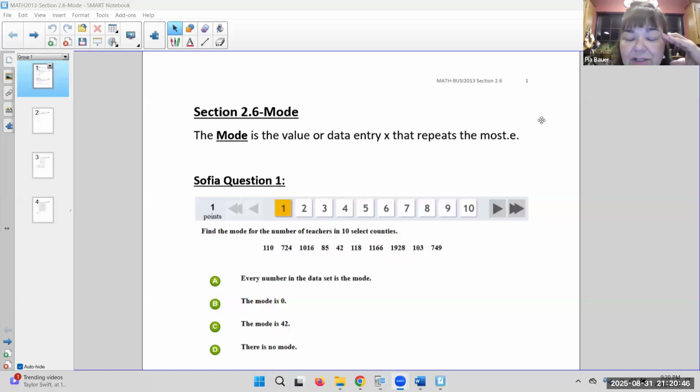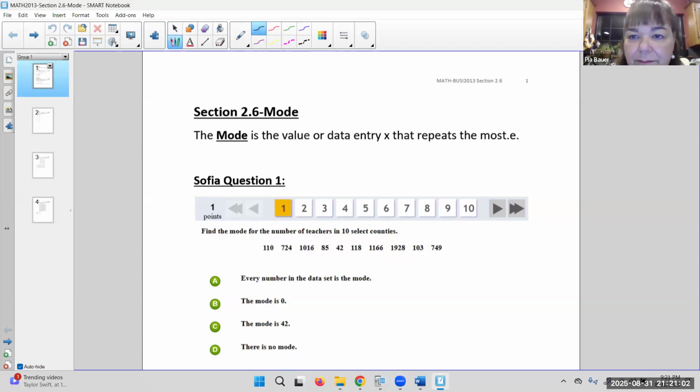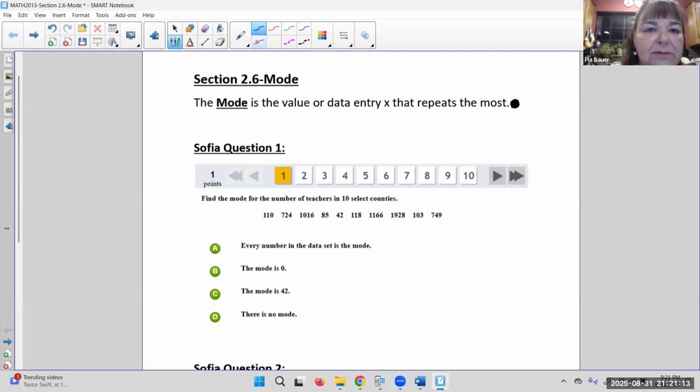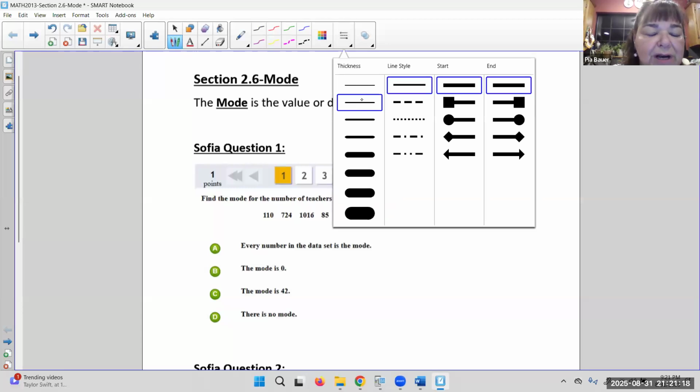Hello, so in this section, we are discussing the mode, and the mode is the value or data entry X that repeats the most. So we're going to look at the first example, and sometimes you might want to actually put them in order, but you really are just trying to see what entries repeat and how often.